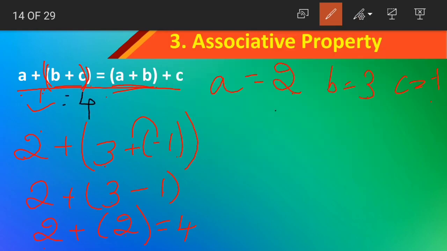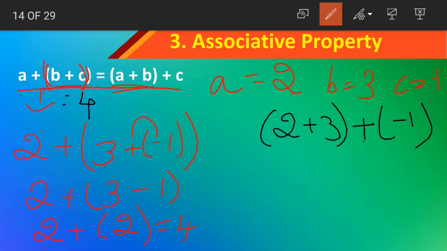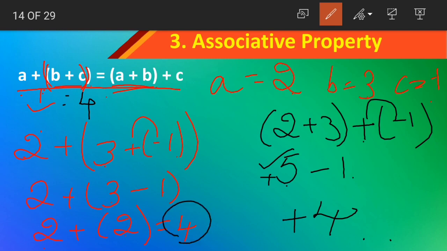Coming to the RHS. 2 plus 3 plus of minus 1. A plus b plus c. What is 2 plus 3? 2 plus 3 is 5. Again plus into minus, minus 1. 5 minus 1 is what class? 5 minus 1 is 4. 5 is the higher absolute number. It has a positive sign. So the answer is also positive. Now look at both the sides. LHS is 4 and RHS is also 4. So we can say that addition of integers follows associative property.